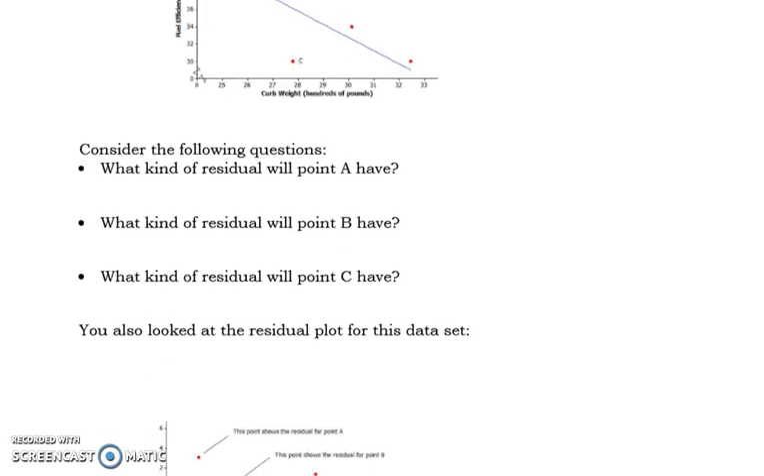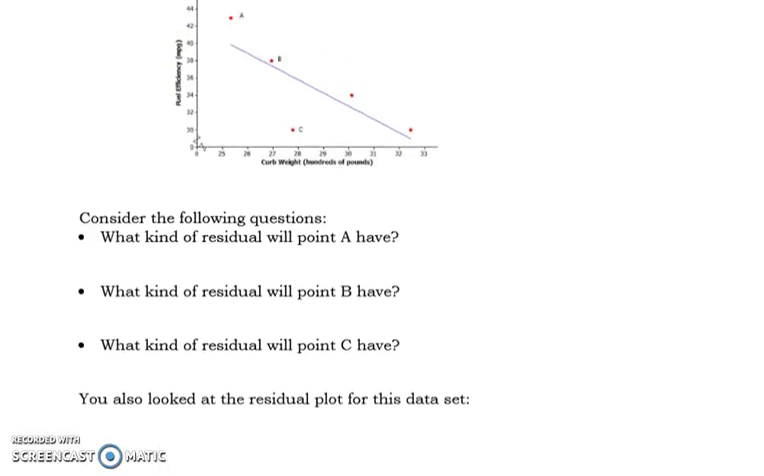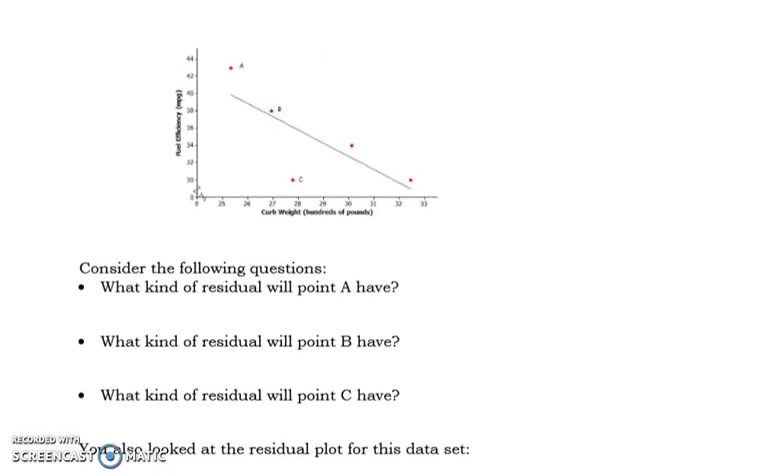What kind of residual will plot A have? So remember, the residual is the distance from the data point, the actual data measure, to the line of best fit, or the predicted value. Now, since this point is above the line, it's going to be positive, and it's a pretty significant distance from the line, so we're going to say large. So a positive, large residual. And large meaning it might be something like above 1.